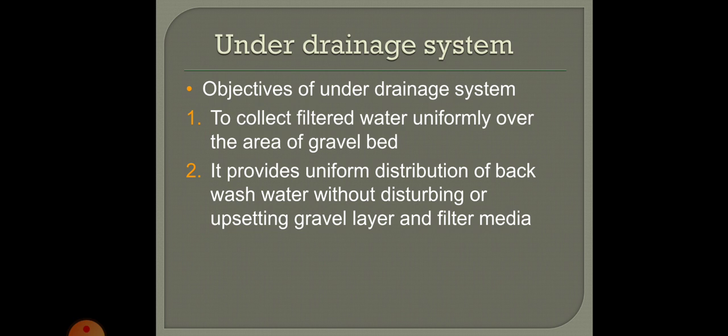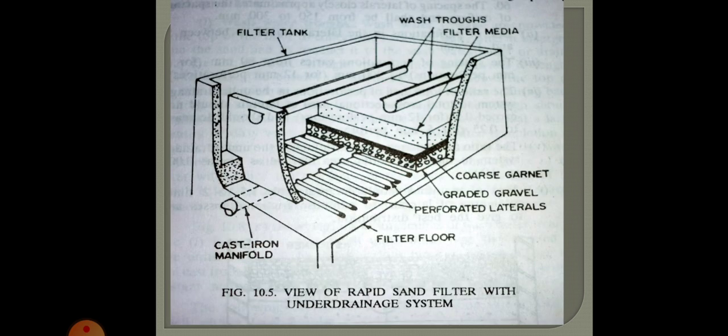So I told you, as the filter material is getting clogged when you filter a sufficient quantity of water, it is necessary for us to clean this filter media so that it can effectively filter the water. This process of cleaning the filter media by using water, we call backwashing. So the under drainage system distributes the backwash water, and this is also done without disturbing the gravel bed or the sand filter media. So this is about the under drainage system.